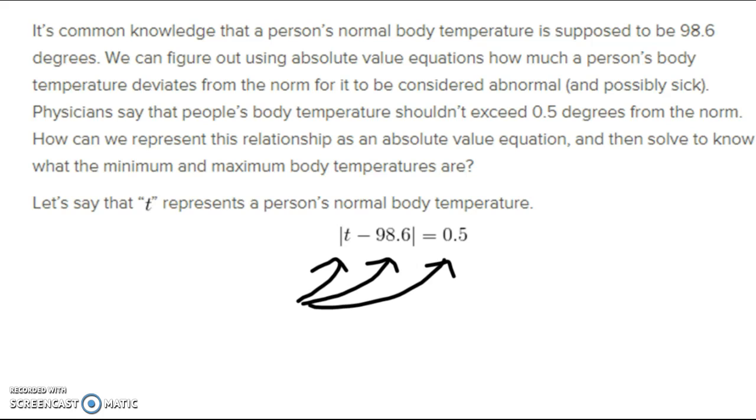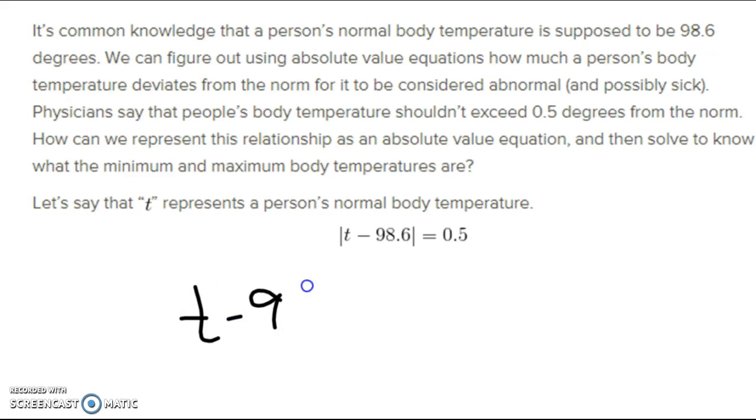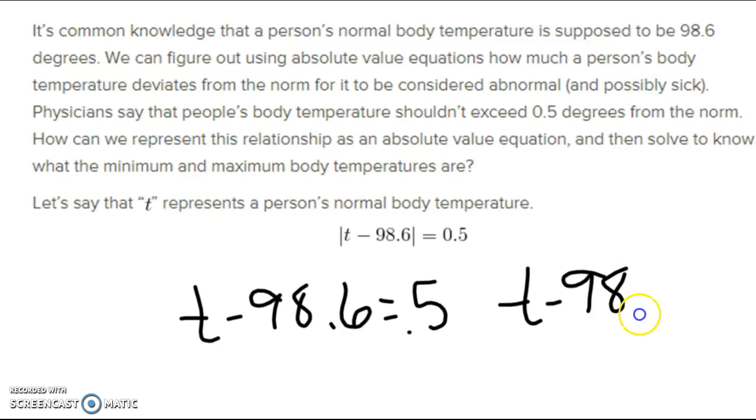So let's see what it can vary to and from. We're going to set up both equations. T minus 98.6 can equal 0.5, or T minus 98.6 could equal negative 0.5.